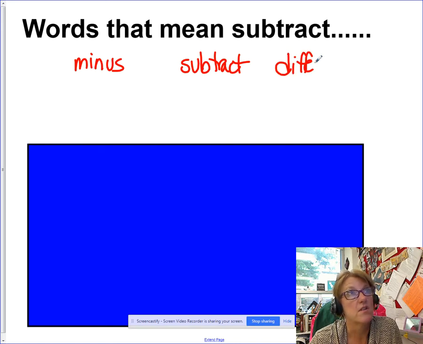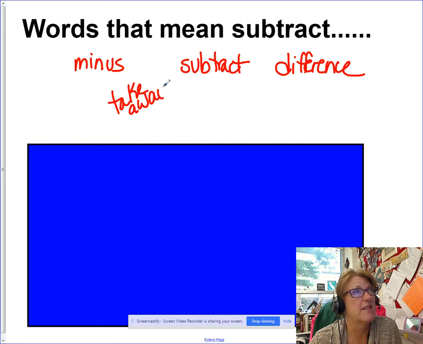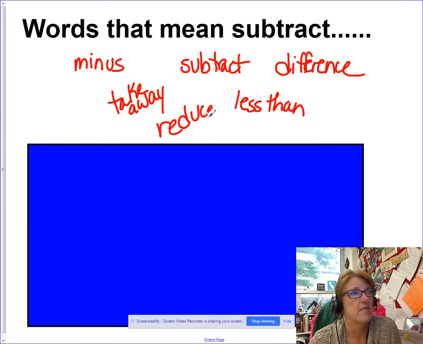Here's one that always works. Difference. When you were little, we might have used takeaway. Let's see what else. Less than or less. Reduce. Oftentimes we'll talk about football, and you've noticed some of your problems have had a lot of football in them. So for subtraction, we're often talking about a loss in yardage, a sack of the quarterback, those kinds of things. Take away.